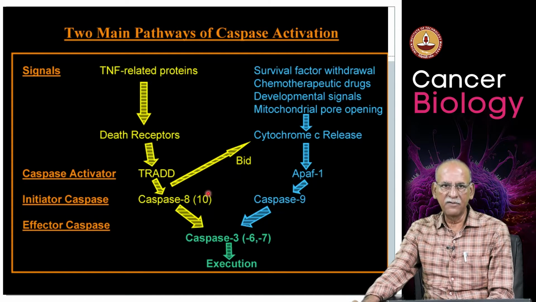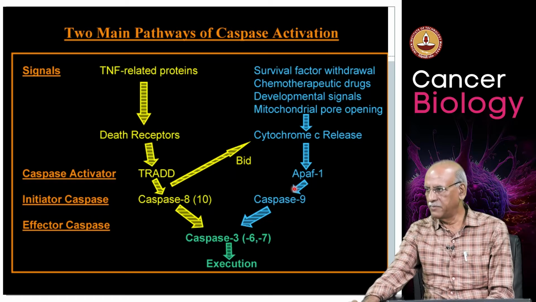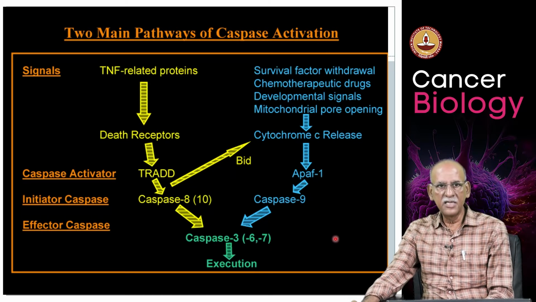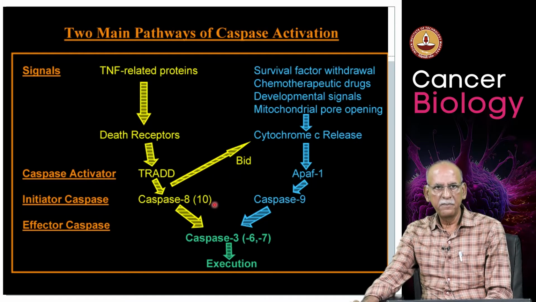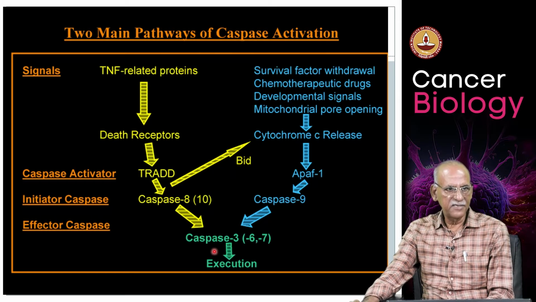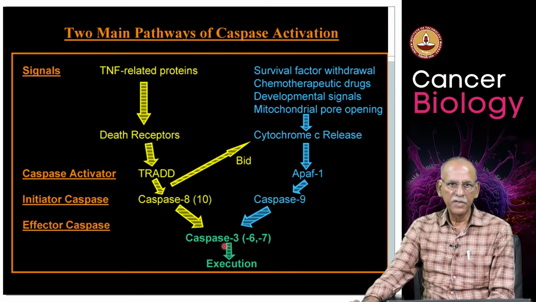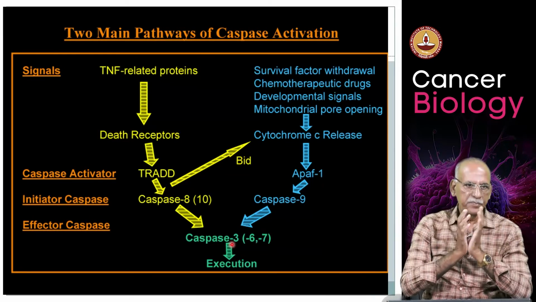Caspase 9 gets activated, as against caspase 8 in the extrinsic pathway. In the intrinsic pathway, it is caspase 9 which is getting activated. Ultimately, the junction is caspase 3. So, you can see both the extrinsic pathway and the intrinsic pathway converge on caspase 3. This is the important point. So, you have a convergence.